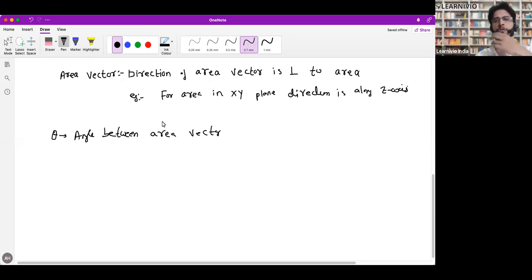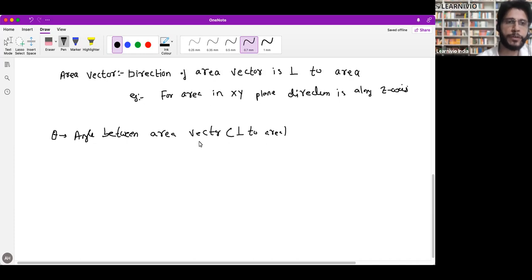Yes, Mariam. What's the direction of area vector? Mariam, direction of area vector. Amalia, what's the direction of area vector? Z-axis. Perpendicular to area. Right, the direction of area vector is perpendicular to area.